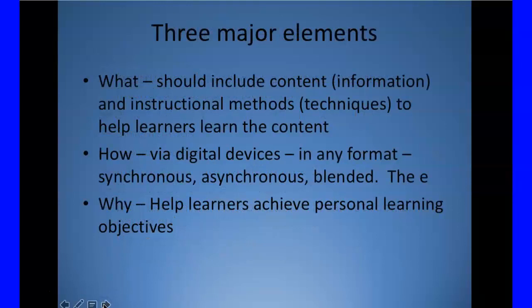So as you can see from the definition that we talked about, there are 3 major elements that should be included in e-learning: the what, the how, and the why. E-learning should include content, obviously, the information presented with a technique or an instructional method to help the learners learn the content. How e-learning is presented is by different digital devices in any format. It's the E of the e-learning. And the why, why do we do e-learning? Because we want to help learners achieve personal learning objectives.